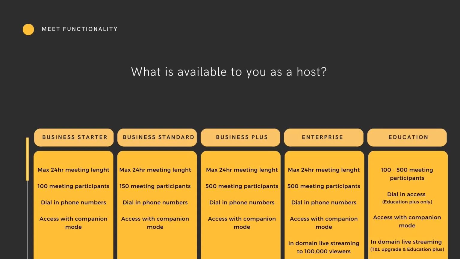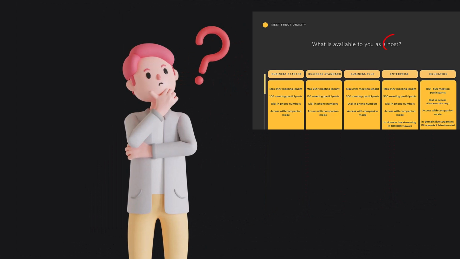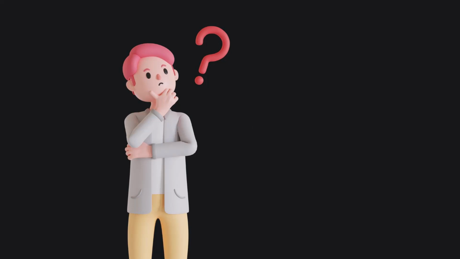The education packages vary in participant numbers from 100 at its lowest to 500 at the top level. All editions allow for companion, and dial-in access is available to Education Plus level. Streaming is available as part of the Teaching and Learning upgrade and in Education Plus. Remember that the available functionality is tied to the host or organizer account. So, if you are joining a Meet set up by a host on a higher package, the functionality is available.